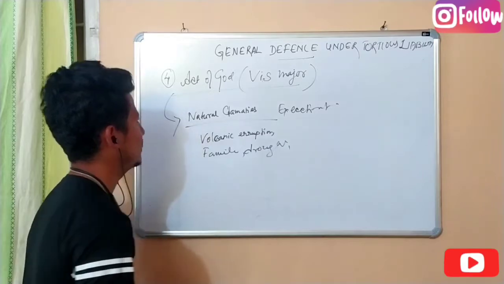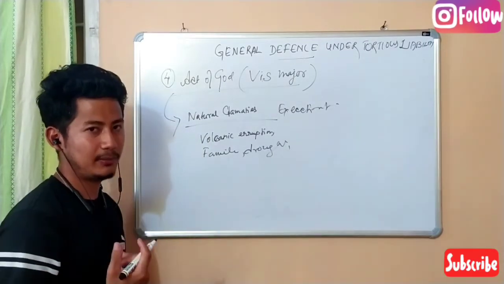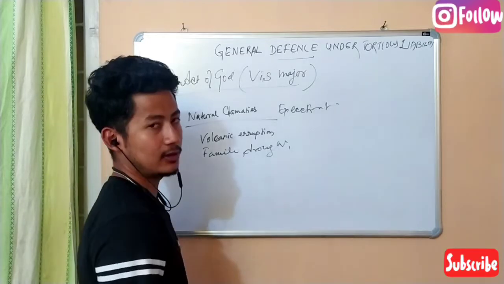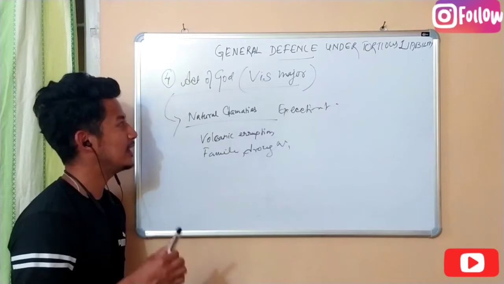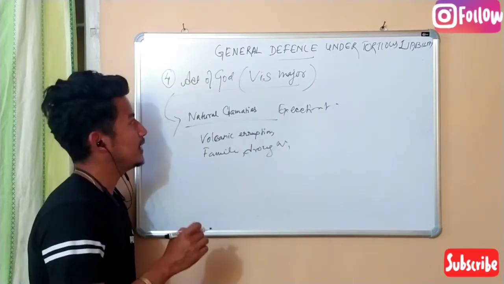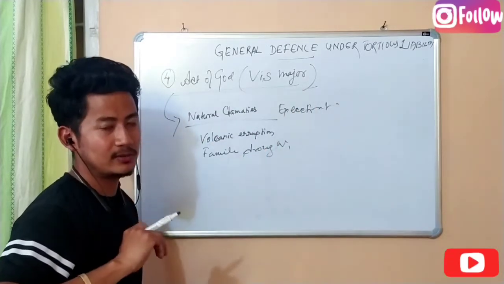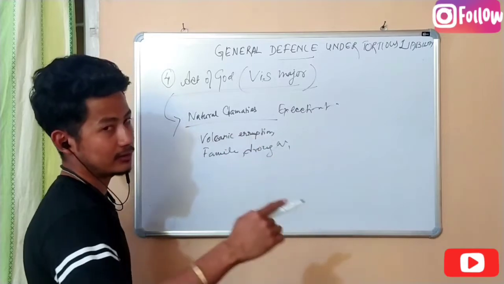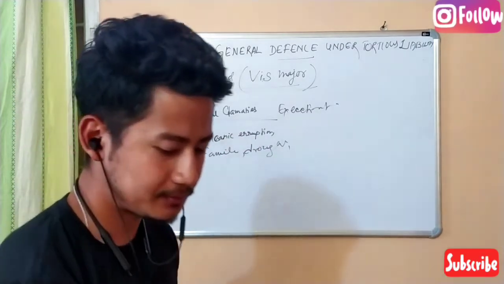So natural calamities. Because of the act of God, if something wrong happened and it caused harm to the plaintiff, then in that case the defendant will have the right to claim the general defense, that is act of God, in order to protect himself from the liability arising from that tort. So let's take an example here.